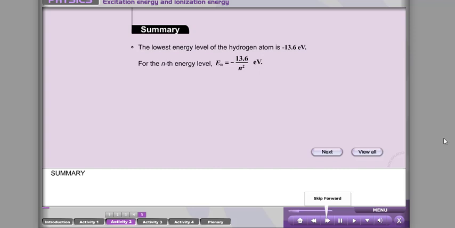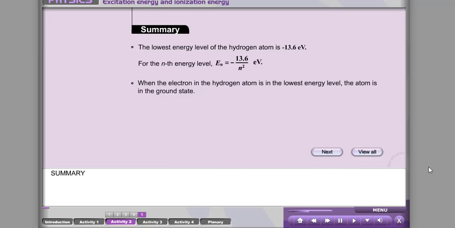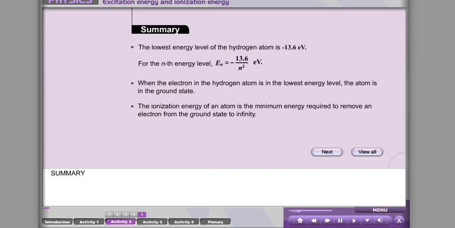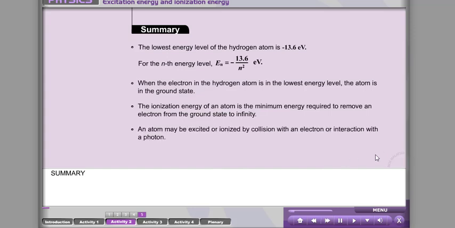Summary: the lowest energy level of the hydrogen atom is minus 13.6 electron volt. For the nth energy level, En equals minus 13.6 over n squared electron volt. When the electron in the hydrogen atom is in the lowest energy level, the atom is in the ground state. The ionization energy of an atom is the minimum energy required to remove an electron from the ground state to infinity. An atom may be excited or ionized by collision with an electron or interaction with a photon.